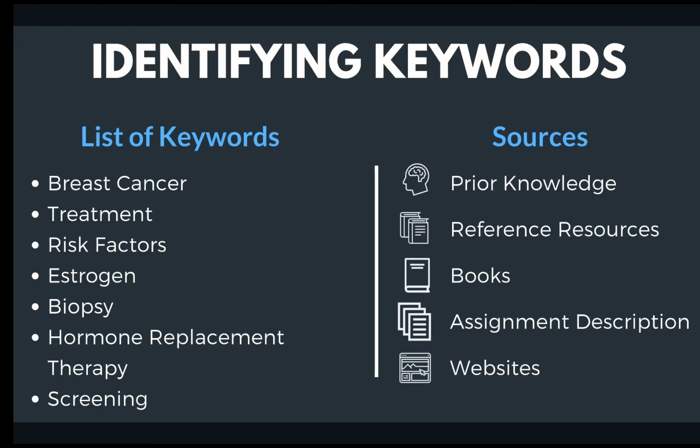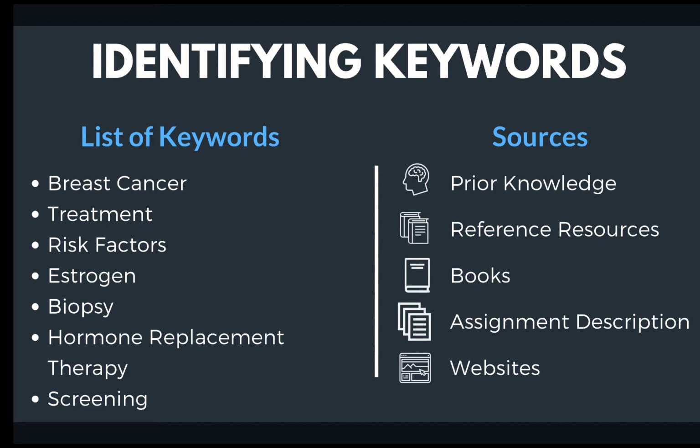As you are beginning the research process, you will want to gather background information on your disease and identify a list of keywords to use when searching in the databases. You can identify keywords by using prior knowledge on the topic, using reference resources to gain background information, reading books on the topic, reviewing your assignment description, finding information on trustworthy websites, and more.